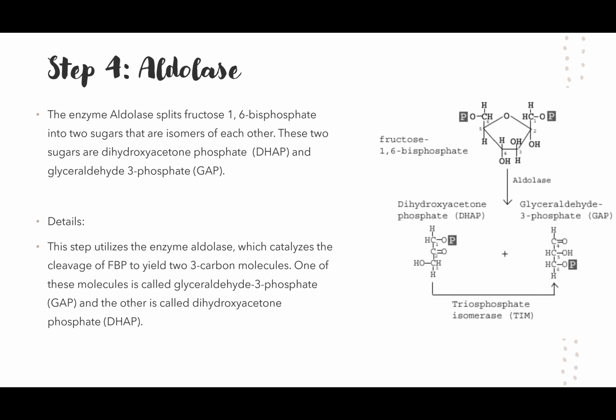Then step 4 is catalyzed by aldolase, and we're going to have the splitting. Aldolase is a lyase enzyme, so it cuts. What it does is split fructose 1,6-bisphosphate into 2 different sugars: dihydroxyacetone phosphate and glyceraldehyde 3-phosphate.